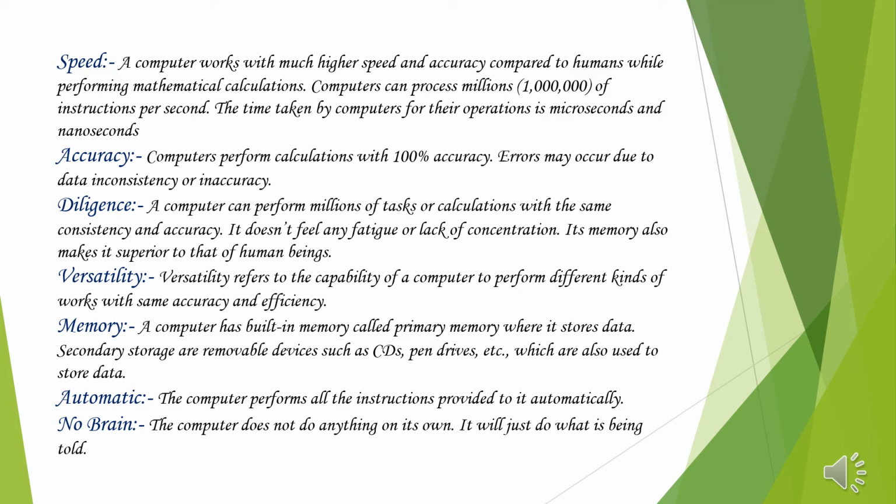Accuracy. Computers perform calculations with 100% accuracy. Errors may occur due to data inconsistency or inaccuracy, which means a computer performs operations with a higher level of accuracy and consistency. Every calculation is performed with the same accuracy, so there will not be any difference. For example, if you give the input 2 plus 2, it is going to give 4, even if you give 2 plus 2 n number of times. It is not going to give any error. That is called accuracy.